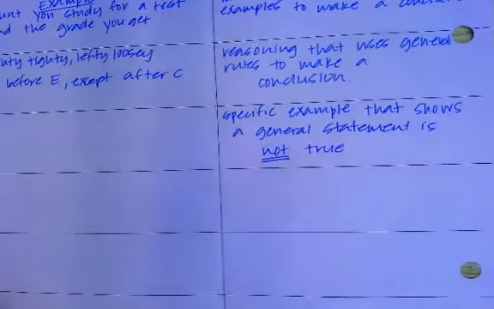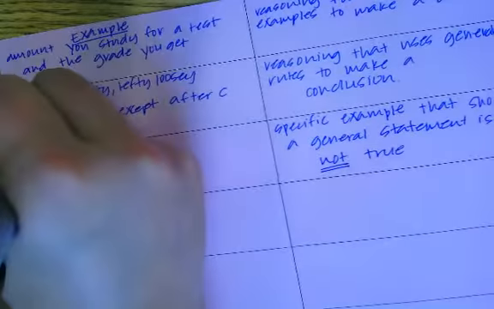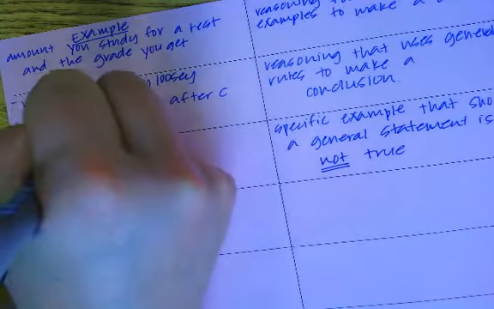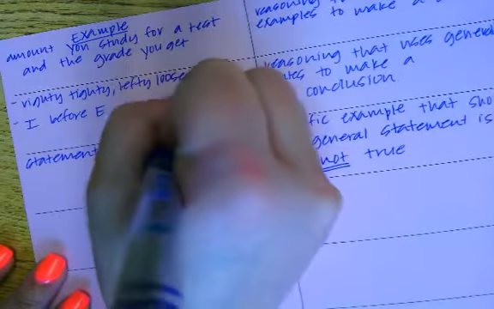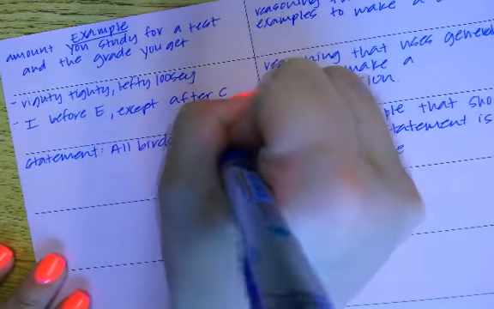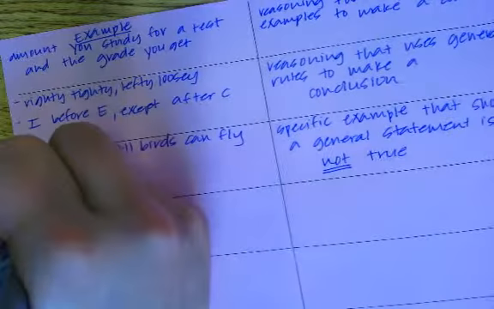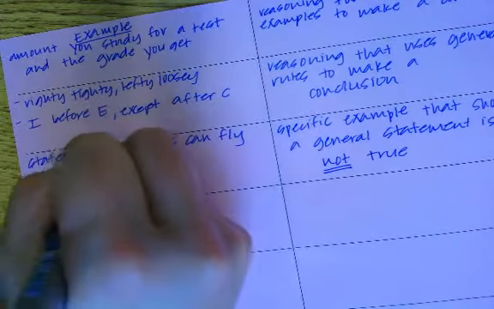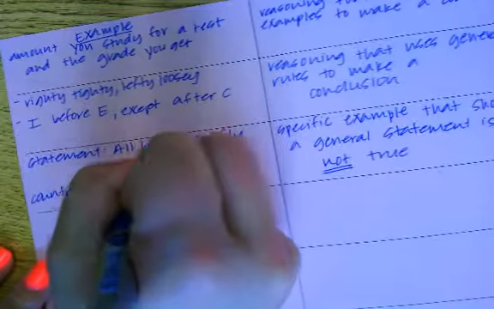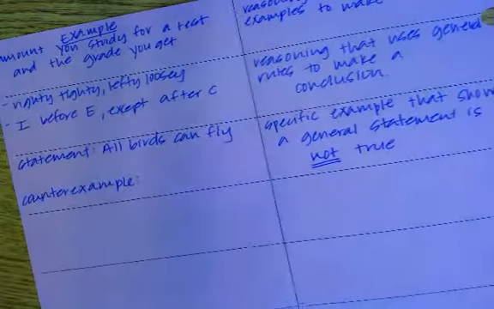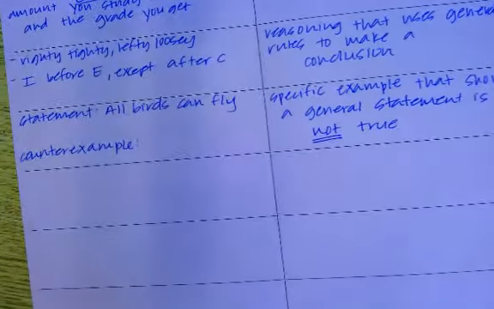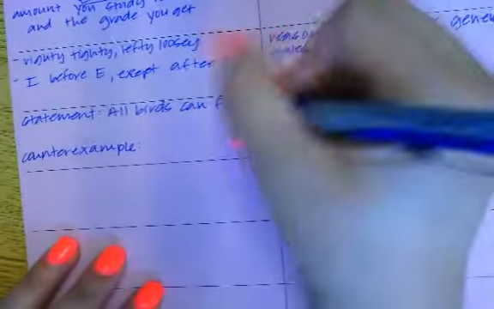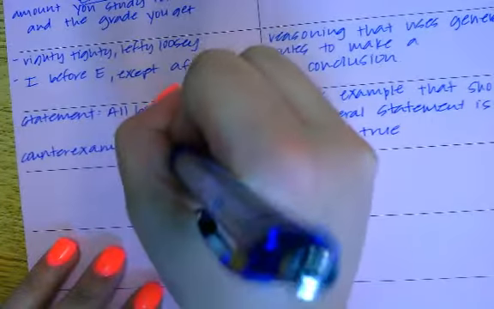Okay, so on a test you might have a statement that says all birds can fly. What would be an example of a counterexample? An example of trueness? Or what would be a counterexample? What's a bird that doesn't fly? A penguin. An ostrich. Okay, so you would just list an example.